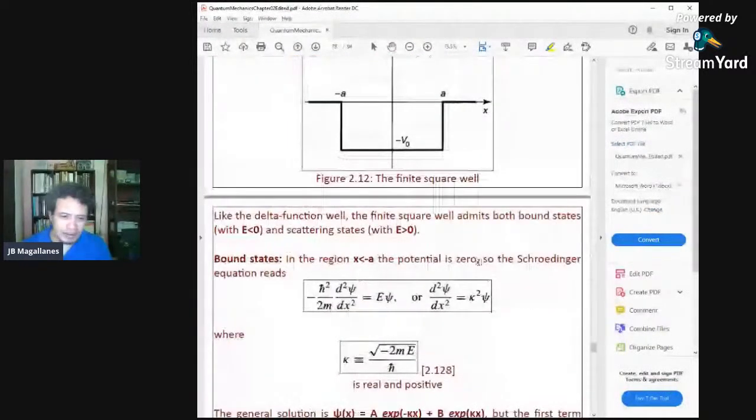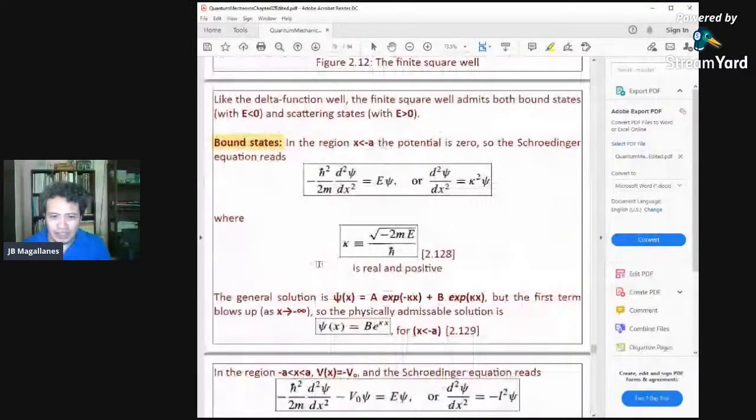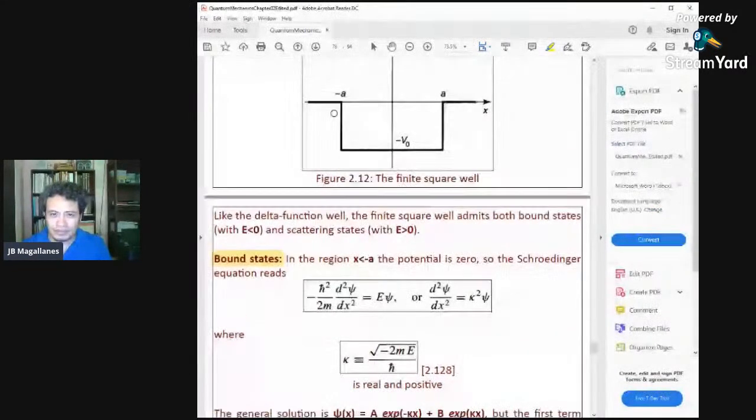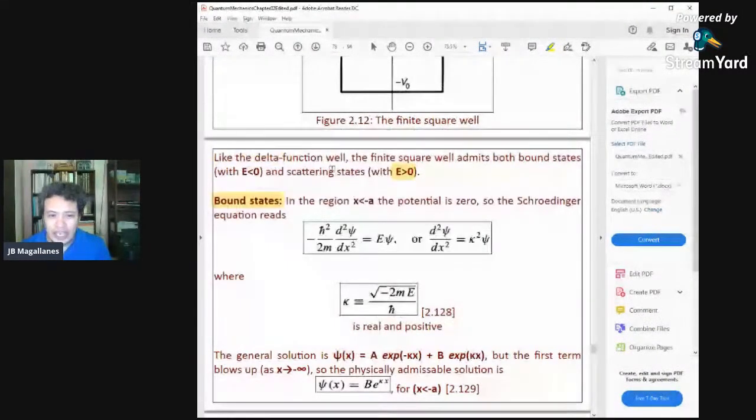So again, in this problem, we have bound states and we also have scattering states. For bound states, we have, in the region x less than a, bound states when energy is less than 0. I'm sorry, energy is less than 0 for bound states. For scattering states, we have E greater than 0. So for bound states in the region x less than negative a, the potential is 0.